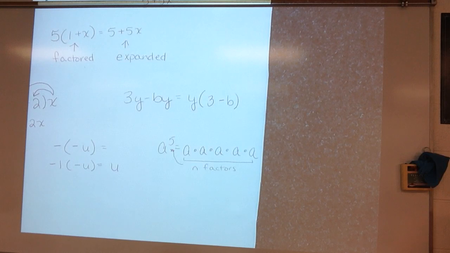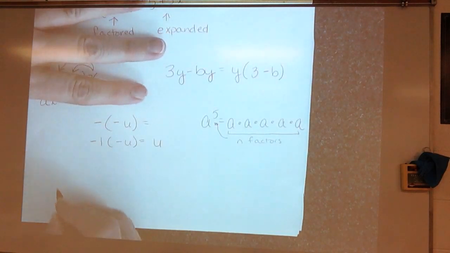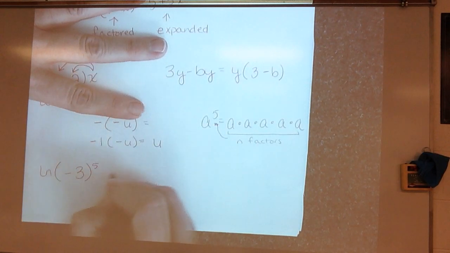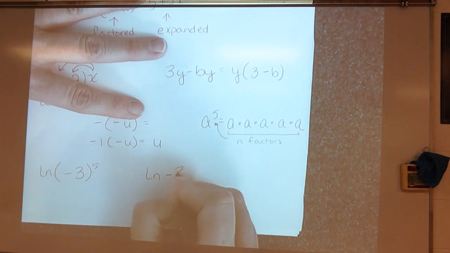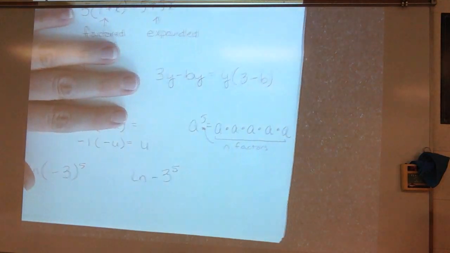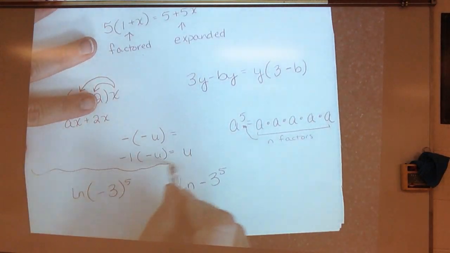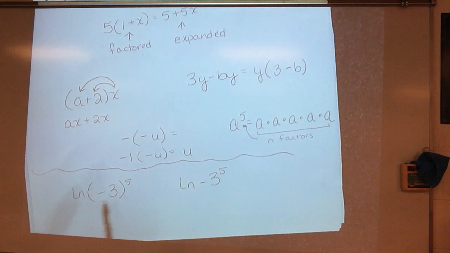All right? So let's look at A. So I have the natural log of negative 3 to the 5th power. The base is negative 3. Okay? Now, let's talk about this and why. I want you to look at these two examples. What's the difference between the two? You'll notice that this one has parentheses. This one does not.